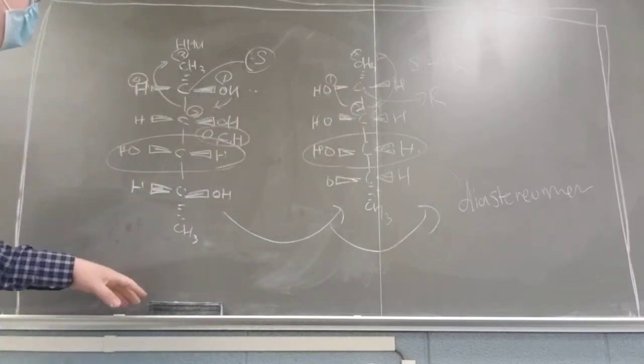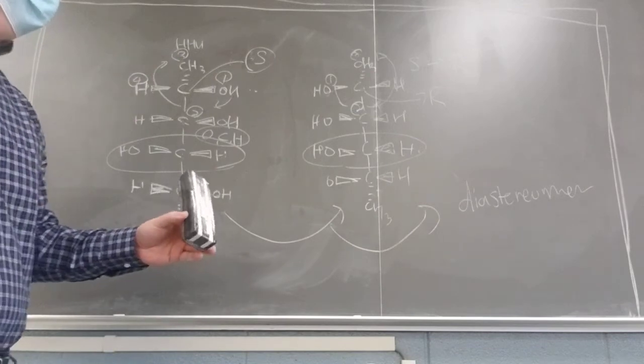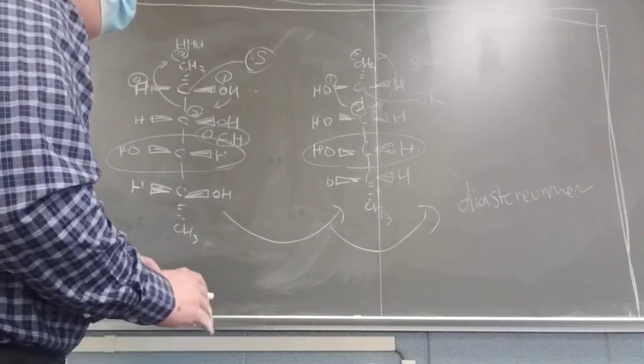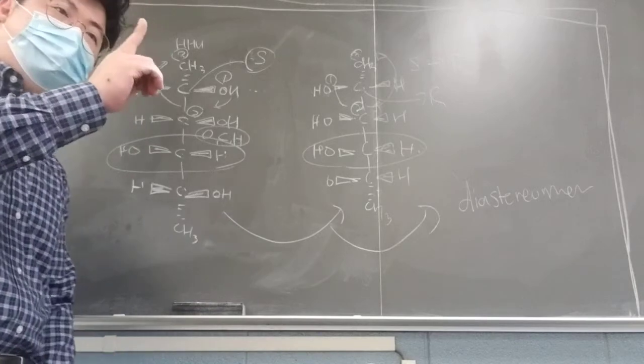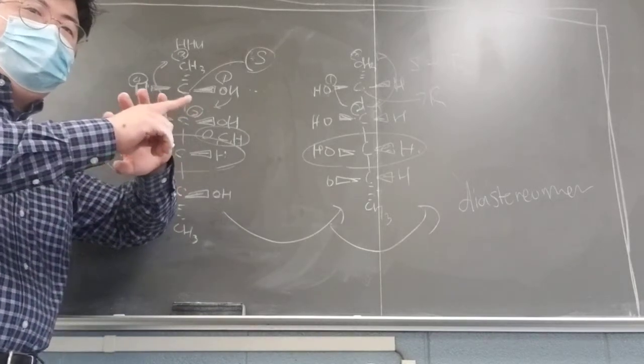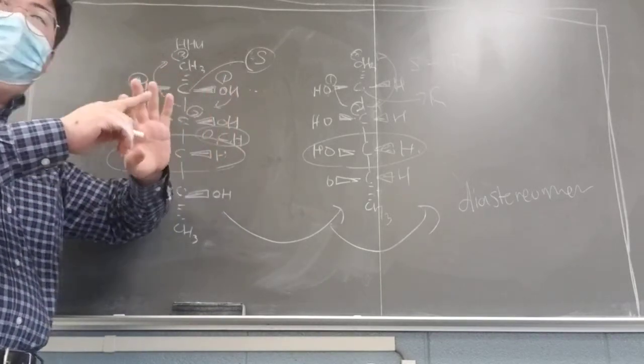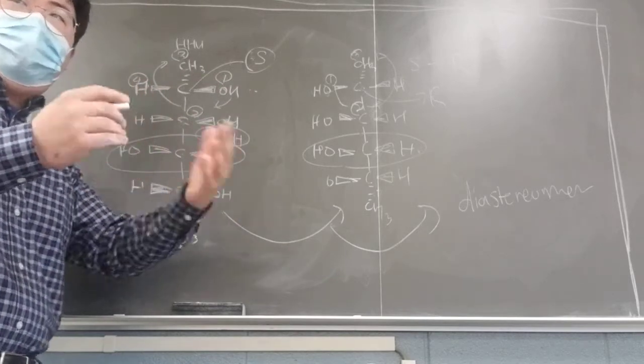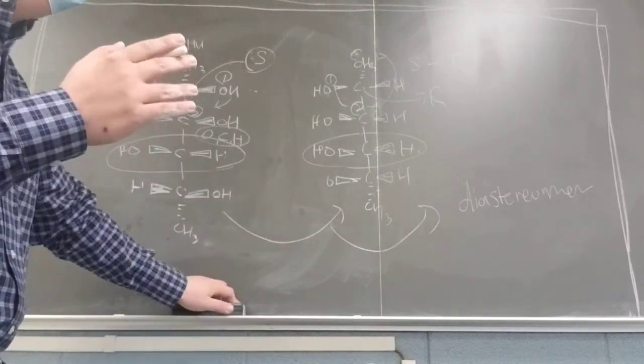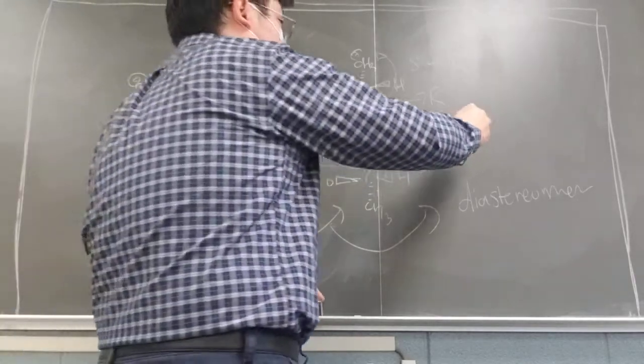And also, if you have only one chiral center that is different from the others, like out of 4 or 5 chiral centers, do you guys remember this? We call them epimers. That is also one type of diastereomer, we call that epimers.